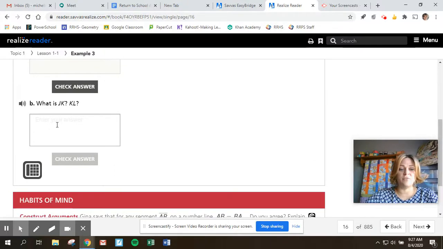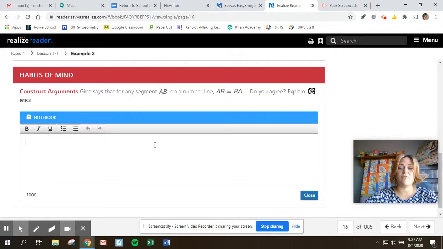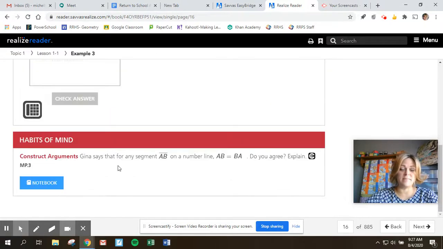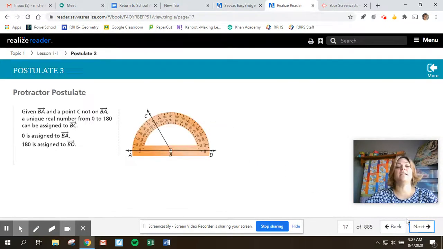And then it asks you for additional questions. Constructed arguments. Again, you can add some things in your notebook. This notebook I will check periodically to see how you're doing if you have questions or concerns. And it is something I have access to. Okay. And this lesson, actually, we're doing every single part of it, so not every lesson will be this long.